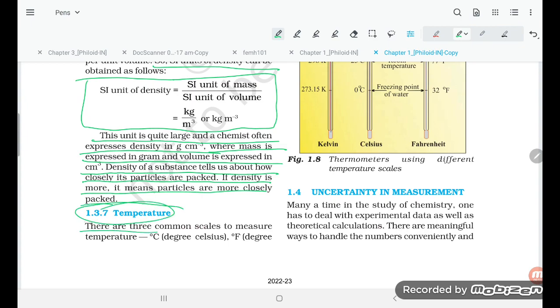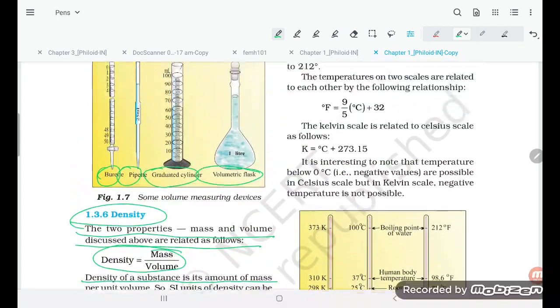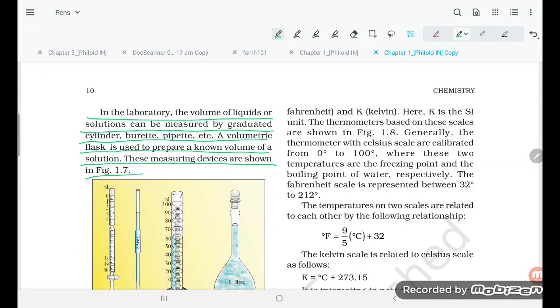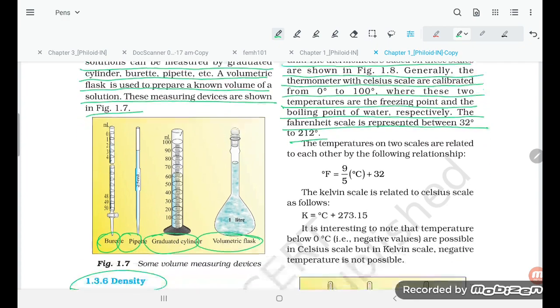Temperature. There are three common scales to measure the temperature: degree Celsius, Fahrenheit, Kelvin. Here Kelvin is the SI unit. The thermometers based on these scales are shown in figure 1.8. Generally, the thermometer with the scales are calibrated from 0 to 100 degrees Celsius, where these two temperatures are the freezing point and the boiling point of water respectively. The Fahrenheit scale is represented between 32 degrees to 212.